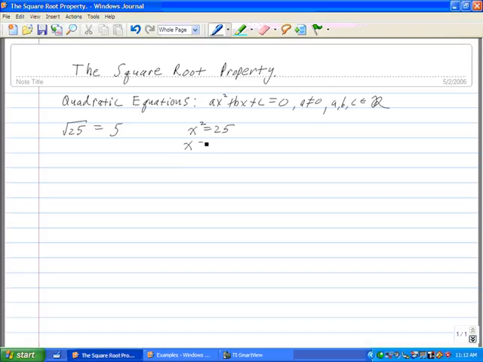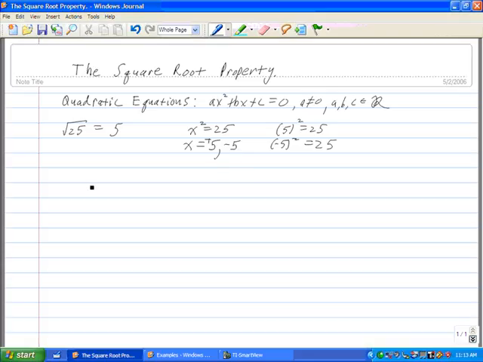Now, of course, the first and most obvious is 5. But it's not the only thing. If you think about it, negative 5 would have to be an answer as well, simply because 5 squared gives you 25, but negative 5 squared will also give you 25 because squaring gets rid of that negative sign. So the first thing to remember as we get ready to use the square root property is that you have to have the plus, as in the positive result, and the minus, as in the negative result.